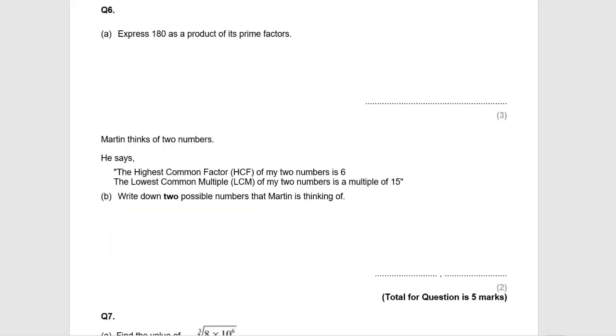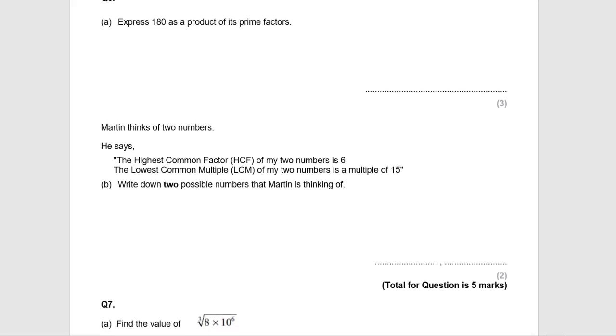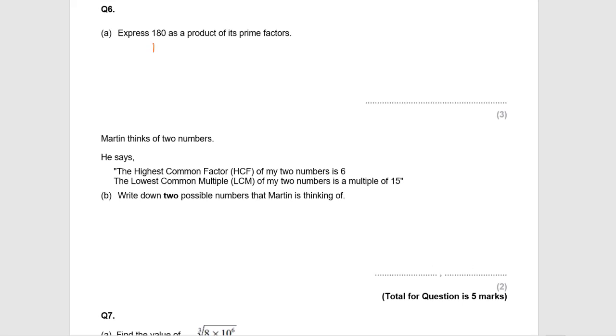Question number 6. Express 180 as a product of its prime factors. This is a very popular question in Foundation as well as Higher. So start off with a factor tree first. So 180. Now if it's an even number, it's always easy to start off with 2, and then 2 times 90. Circle the prime number. I always say circle the prime number, so when you write your answer you don't get confused with the other numbers next to it.